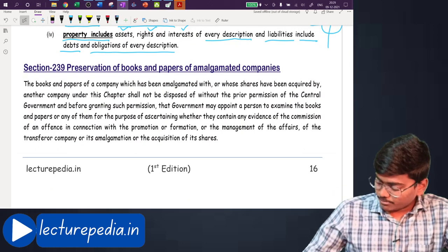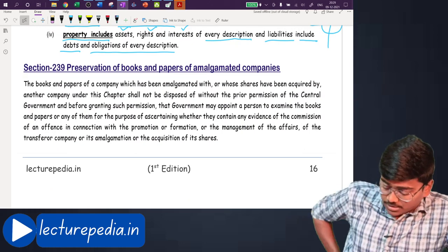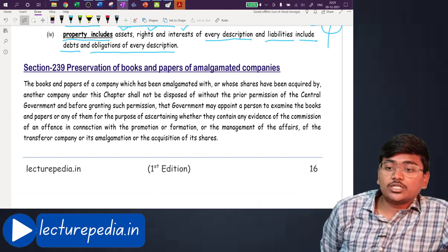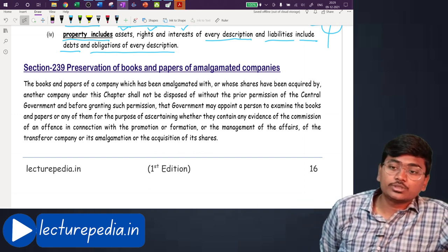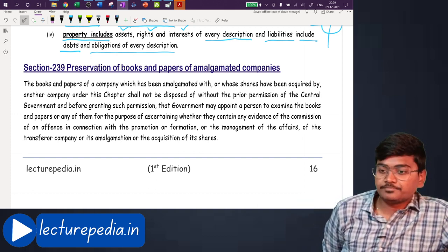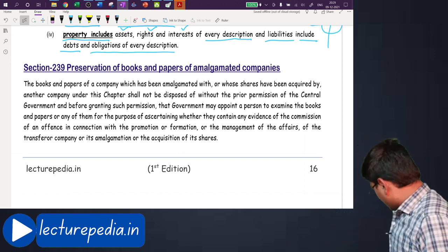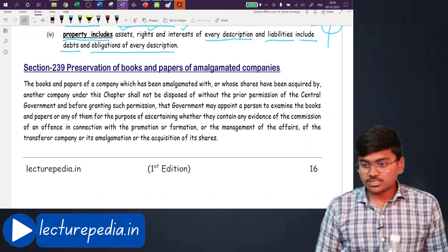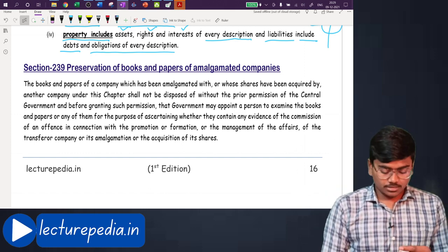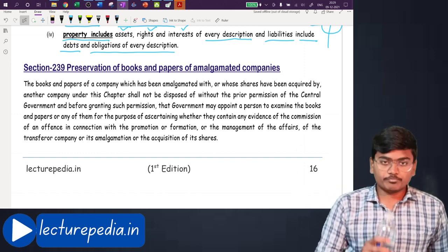By that we have completed section 232, which is relating to amalgamation. Take some 2 minutes and please go through section 232.